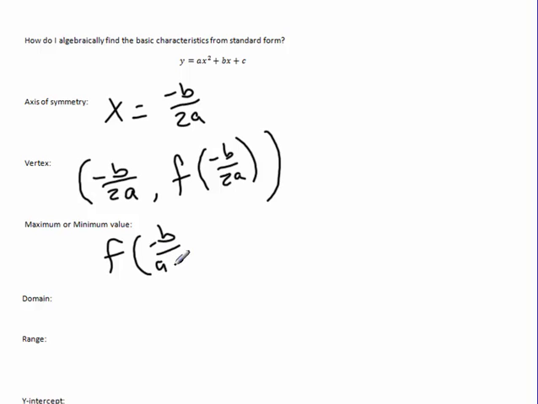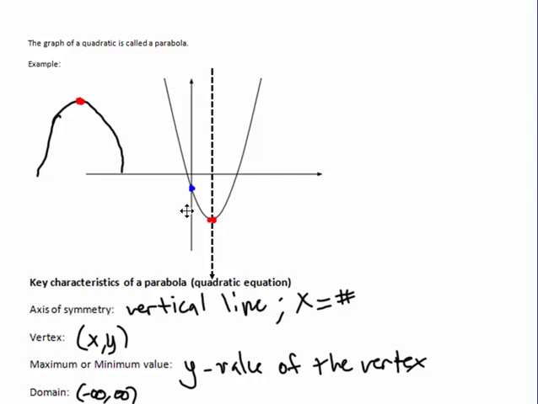So whatever we plugged in there, it's 2a there. Whatever we plugged in and the value we got back for y, that's going to be my max or my min. Because the vertex would be my minimum if it opens up, my maximum if it opens down. So it's the y value. Again, the maximum or minimum is the y value of the vertex.